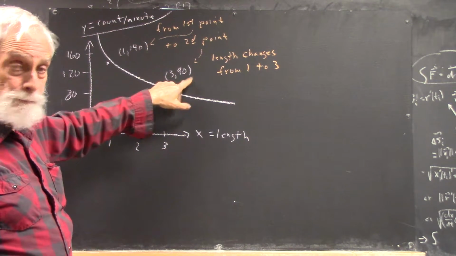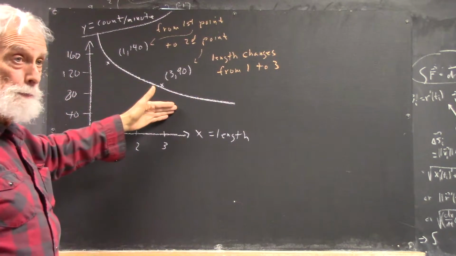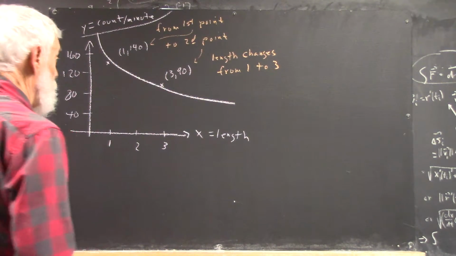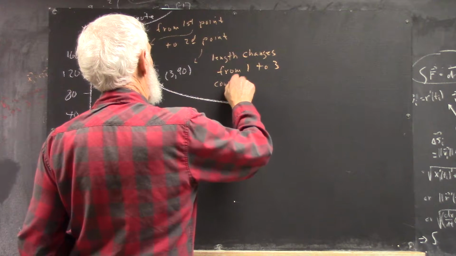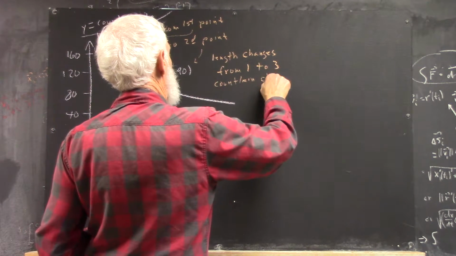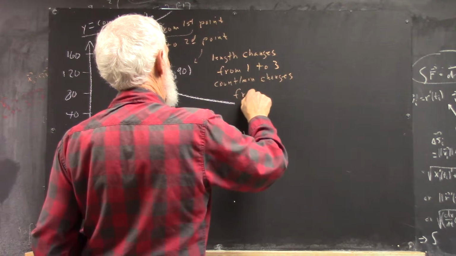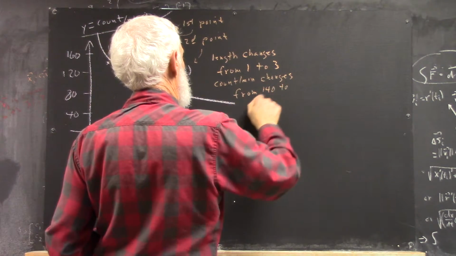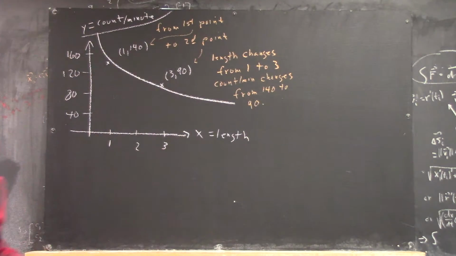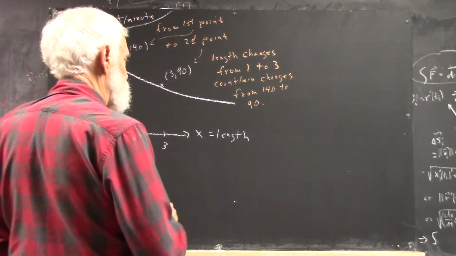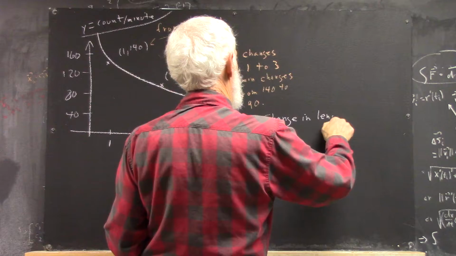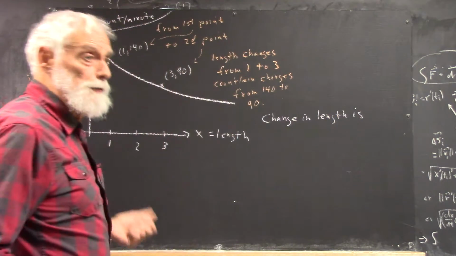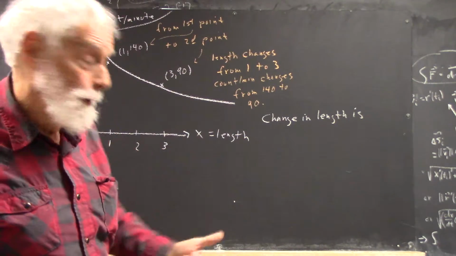Okay? So the length of the pendulum between this point and this point, well, there's the length, there's the length. The length was 1 and now it's 3, so the length changes from 1 to 3. And the count per minute changes from 140 to 90, right? So what's the change in length? Well, somebody said 2, and that's pretty obvious, right? Change from 1 to 3, the change is 2.